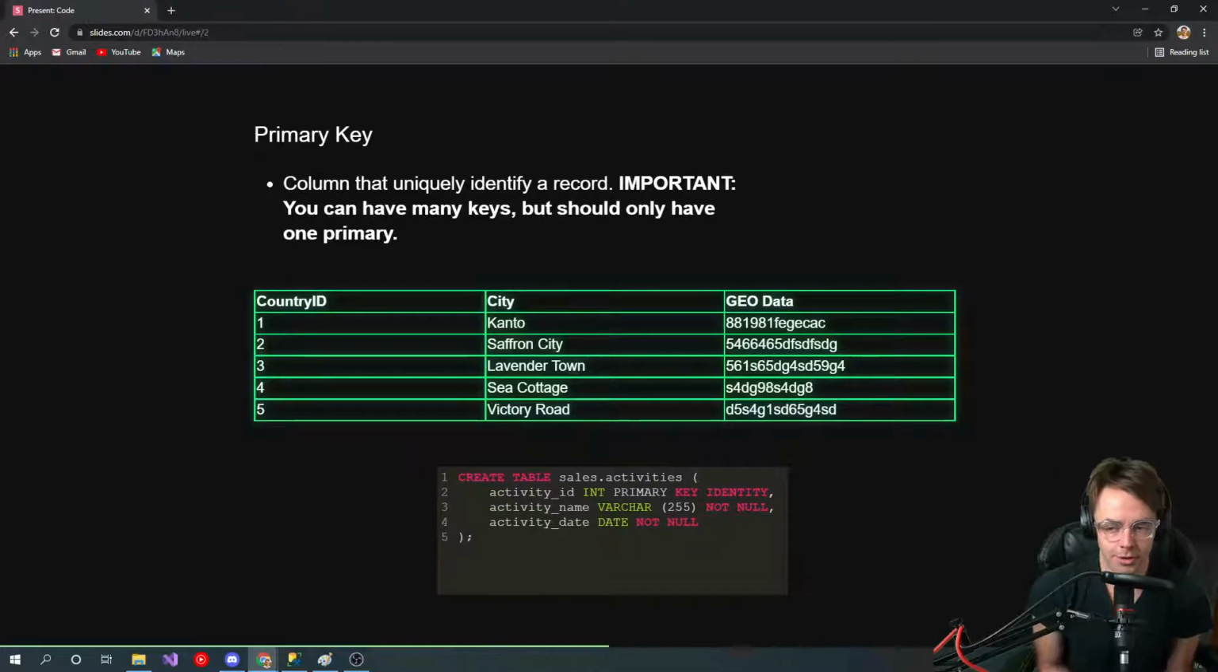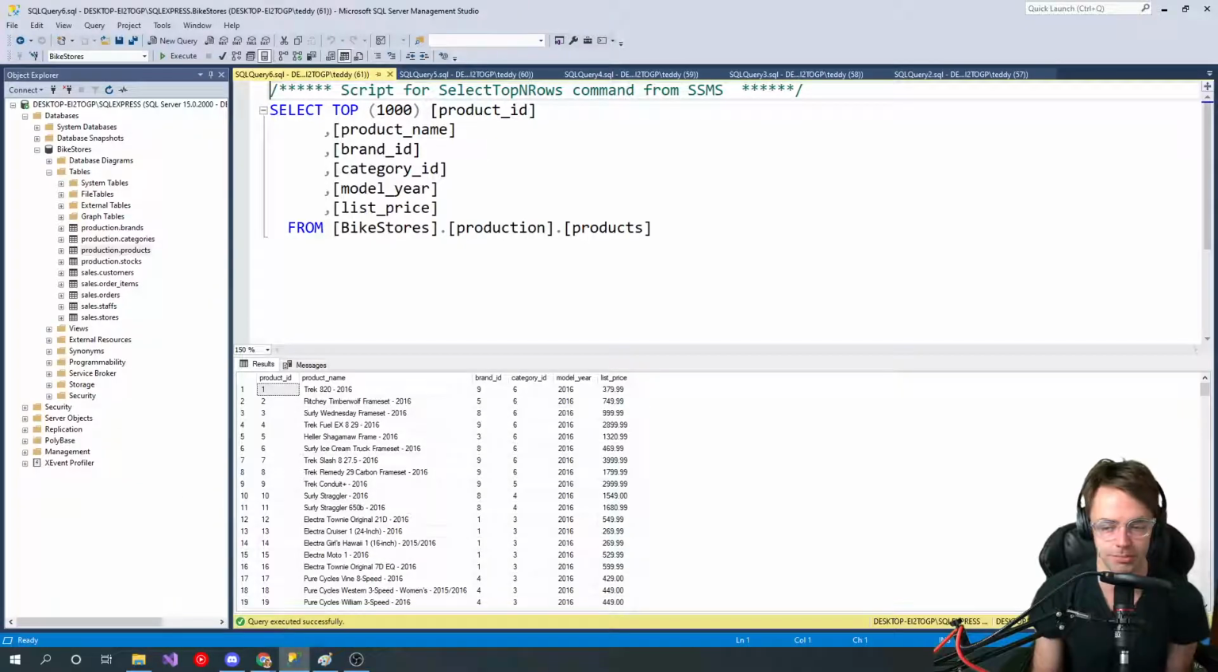The deal with the primary key is that, number one, it's unique and it can't be null. You can have more than one primary key in a table, but it's not going to be incredibly common, and if you have a bunch of primary keys in a table, that might be some type of bad database design. The primary key is always going to be on the left side of a table. So let's look at a real example of a primary key.